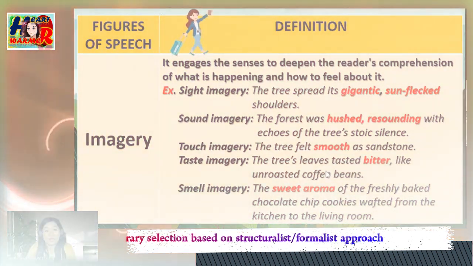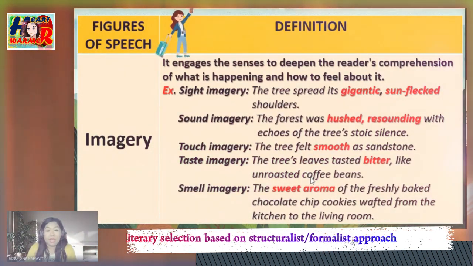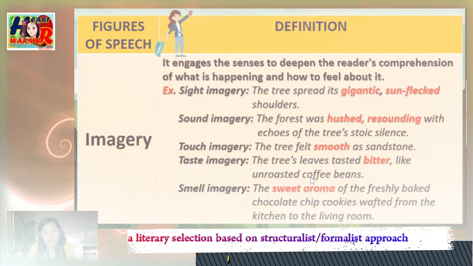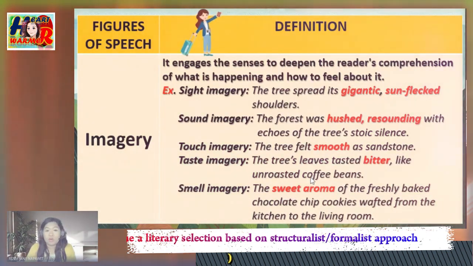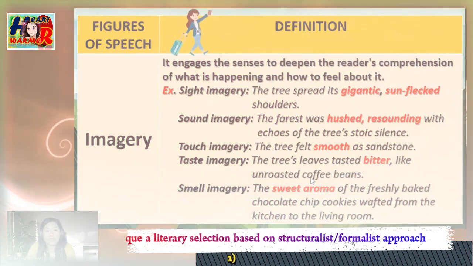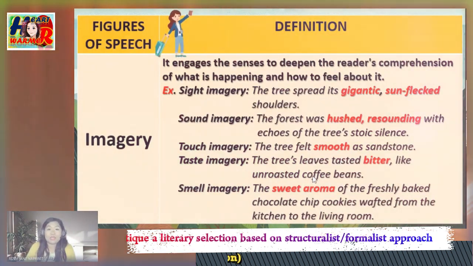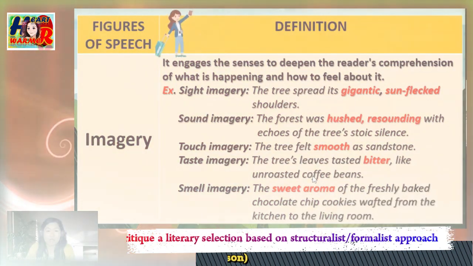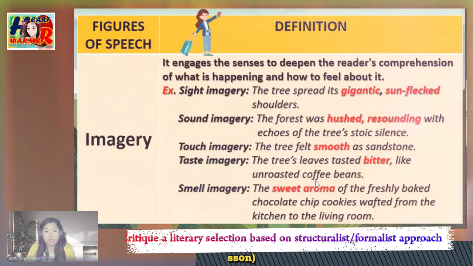Obviously, you see the word imagery in the examples, and there are different types of imagery. When you use a certain word that refers to the sense of sight, that is called visual imagery or sight imagery in other references. So the tree spread its gigantic sun-flecked shoulders, that is the use of the sense of sight, then that becomes sight or visual imagery. Next we have sound imagery.